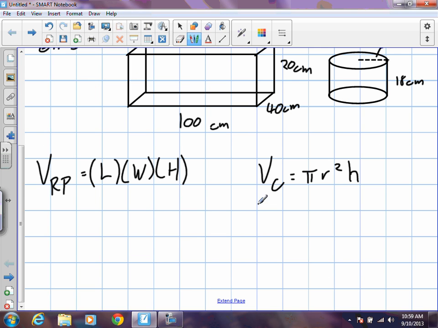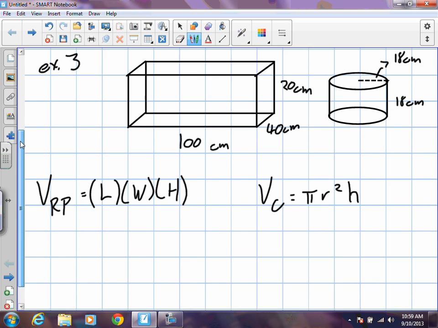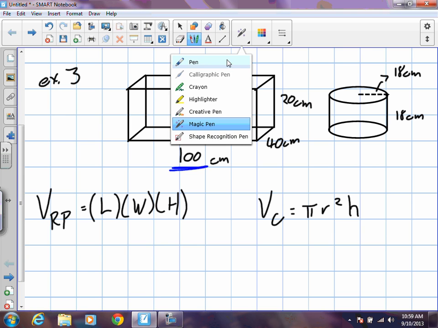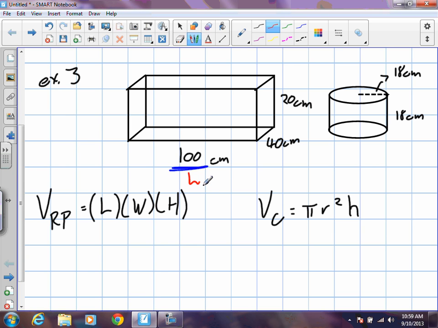We need to find out the volume of the planter we have. So like we said, we're going to call the 100 centimeters the length of this. We'll give that the L. The width of the rectangular prism will be 40, and the height of it will be 20. So we're going to be plugging those variables in. When we have brackets put beside each other, that means multiplication. So we're left with our length, which is 100 centimeters, times our width, which is 40 centimeters, times our height, which is 20 centimeters.